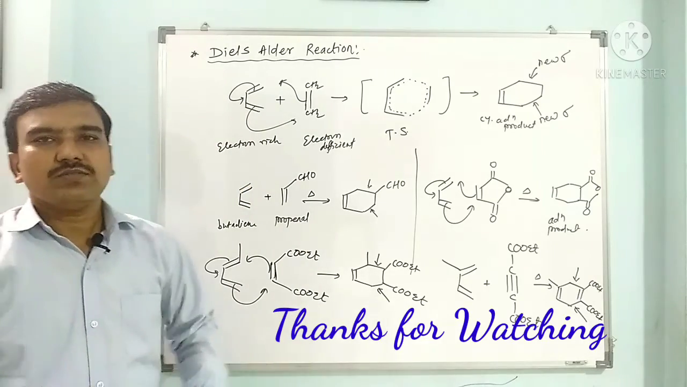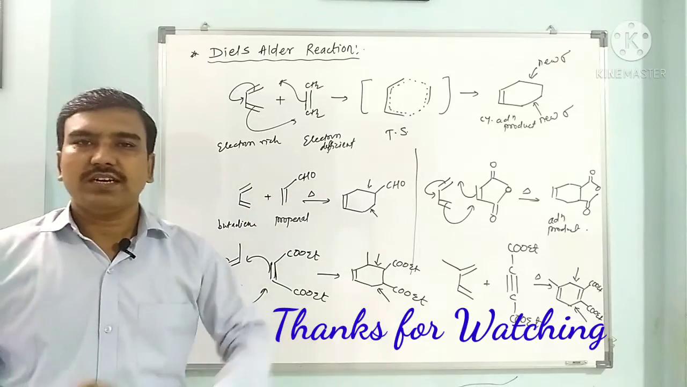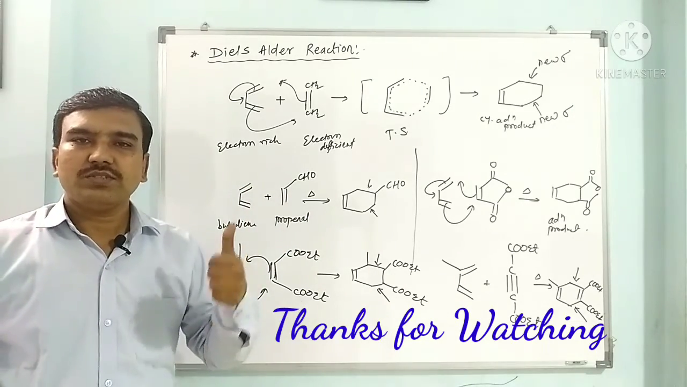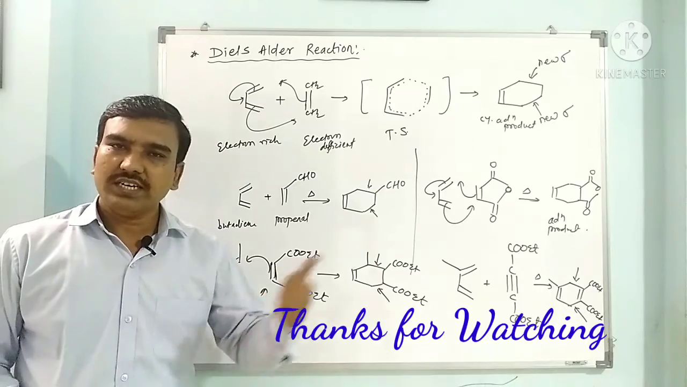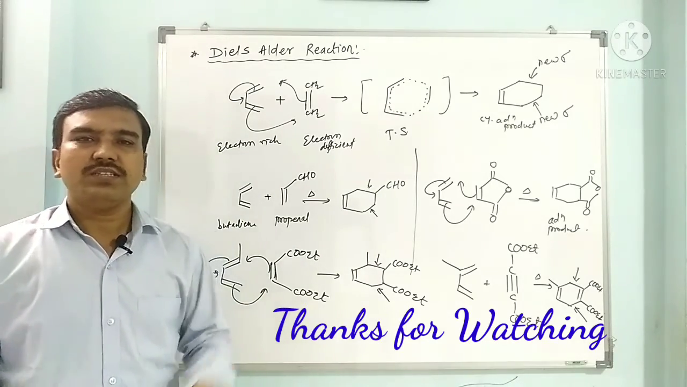So in this way we have seen Diels Alder reaction between the dienes and dienophiles. So first we have seen reaction of butadiene with bromine and HBr. Now in this we have seen reaction of butadienes with alkenes.